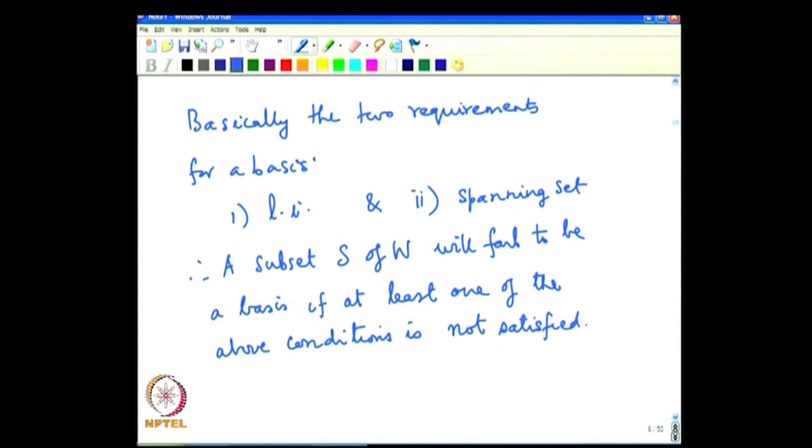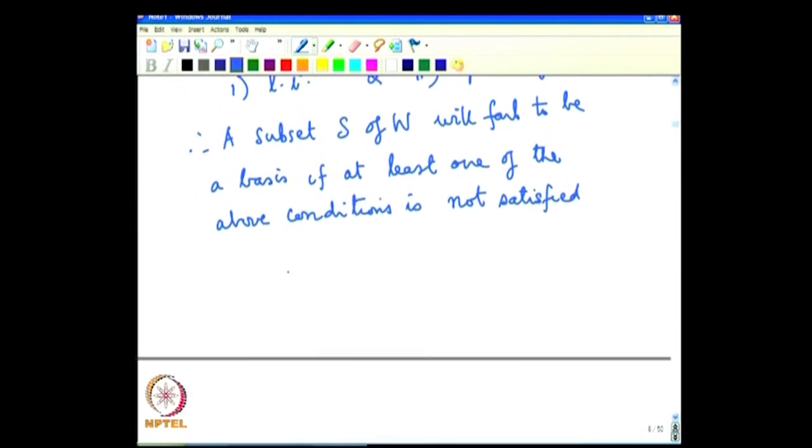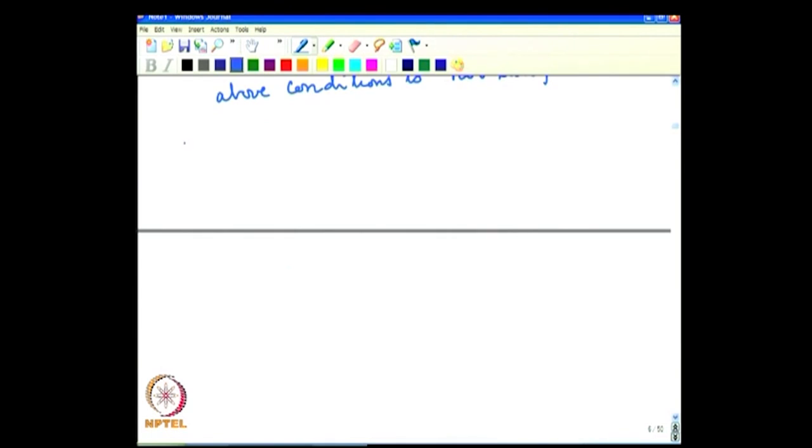So, for example, a subset may fail to be a basis by not satisfying condition 1, that means by being linearly dependent, or it may be linearly independent but may fail to satisfy the second condition, namely spanning. Or possibly it is neither linearly independent nor spanning. What is important is it will fail to be a basis if at least one of the conditions is not satisfied. As of now, we are not sure whether a vector space will have a basis. So, we do not know yet.